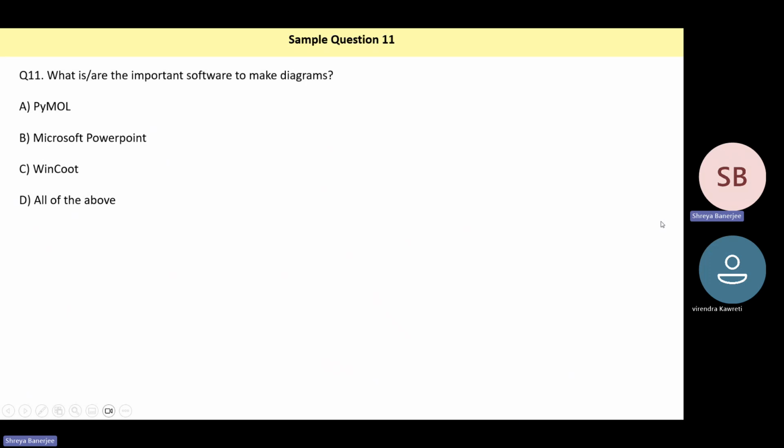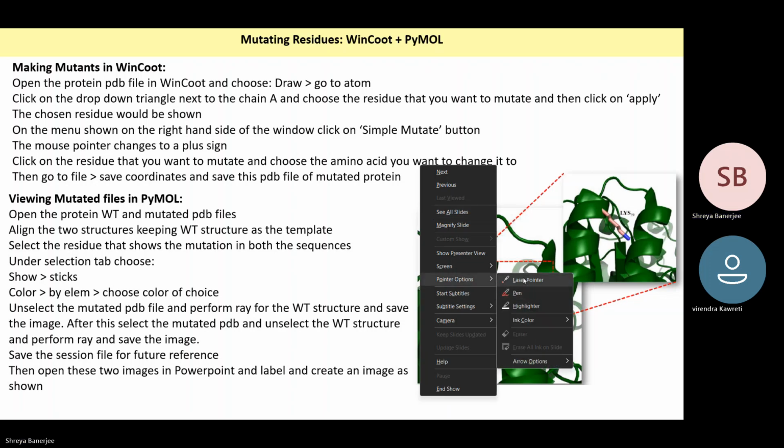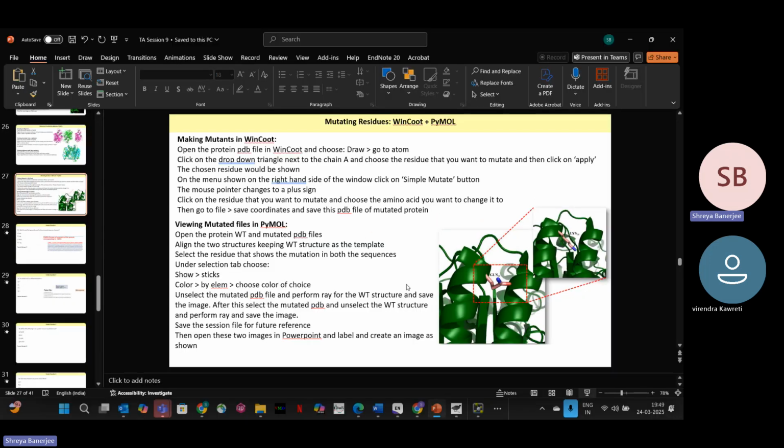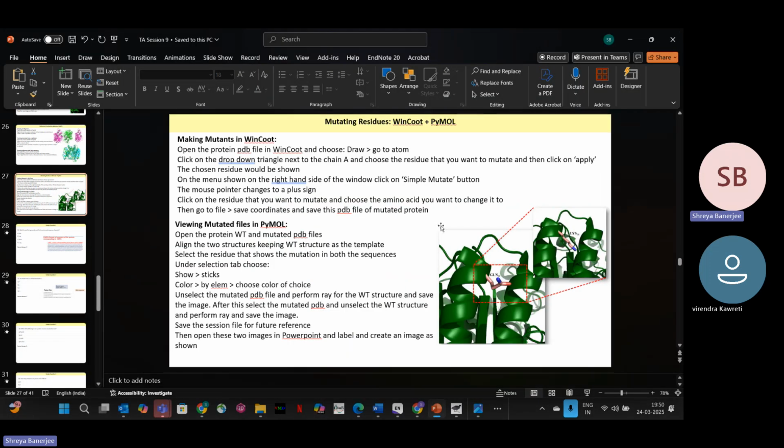The next question is that which is the important software to make diagrams? So the answer is all of the above. So if we go back to make this kind of a diagram, initially WinCoot had been used to mutate the amino acid from glutamine to lysine. Then the modified PDB had been saved. Then the native PDB had been opened in PyMol, and we saw how to save pictures in PyMol. I showed how. So we take the picture of the initial PDB and the mutated PDB in PyMol, and we paste it in a PowerPoint presentation, and then we can highlight using dotted lines like this.